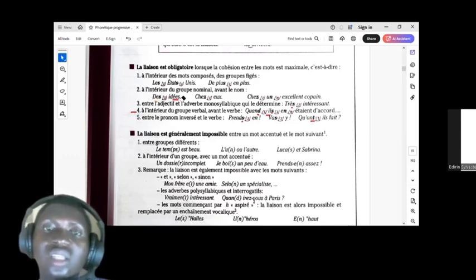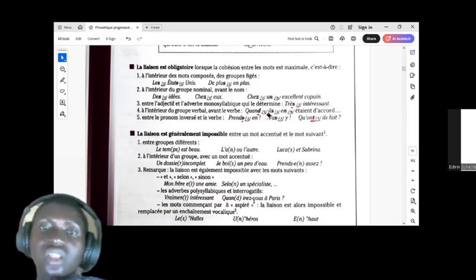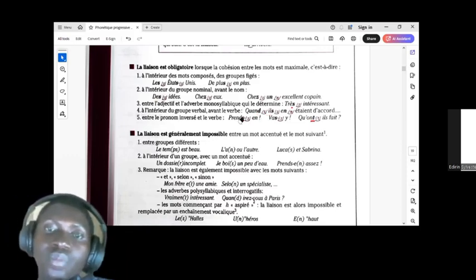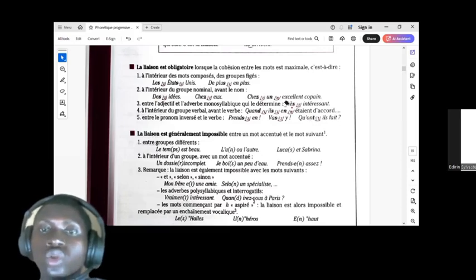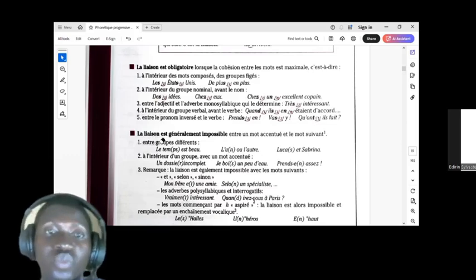So you see these words in the middle of compound words, fixed expressions, nominal groups, adjectival groups, monosyllabic words, verbal groups, as well as the pronouns. We are dealing with the inverted position of pronouns. We are asking questions most of the time. So take note of them. They will improve your French speaking.